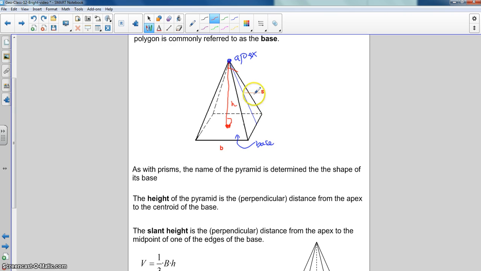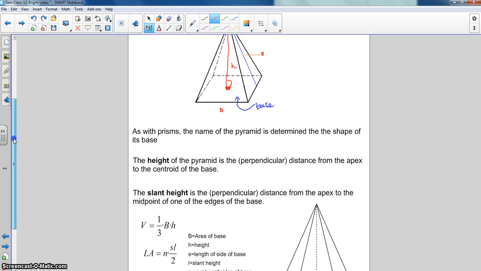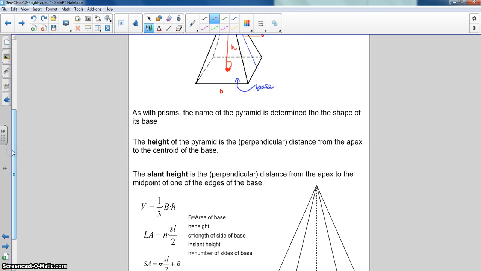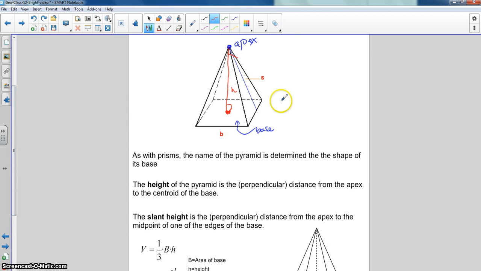So that's one height, and then we also talk about this line on the pyramid that is labeled as S, and that is the slant height. The formulas the book uses typically refer to slant height using an L. They have it labeled as S in this diagram, but we're going to be using an L for that value, and that is the distance from the apex to the midpoint of the side of the base.